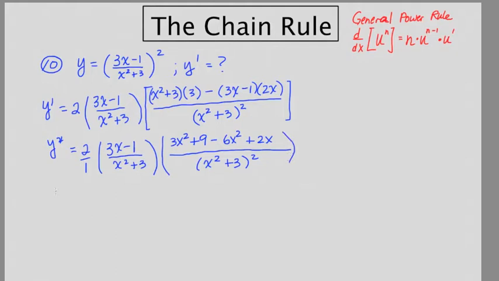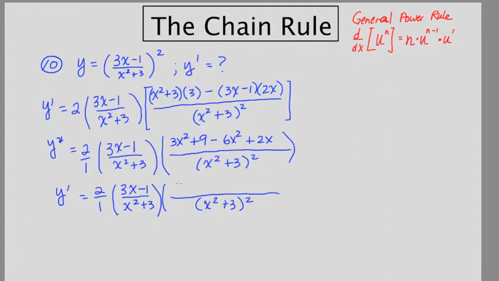And we're almost there, almost there. Y prime equals 2 over 1. I do that because I really want to keep track of who's in the numerator and who's in the denominator. And sometimes that 2 can drop down, but by putting that 1 there, you know where it belongs. Okay, so here we go. (X squared plus 3) squared. And this is going to end up being negative 3x squared plus 2x plus 9.